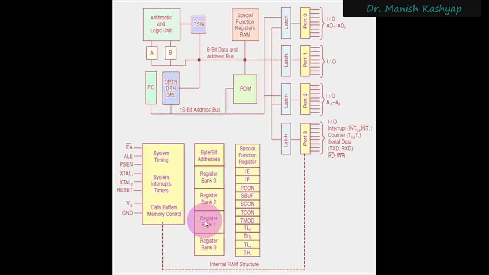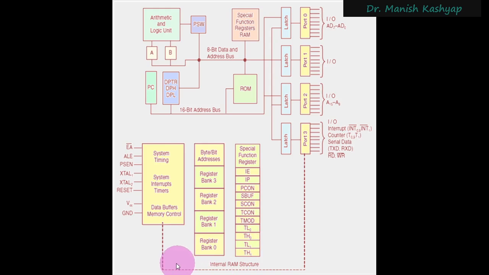It has got bank 0, 1, 2, 3, which have got 8 registers each, and 16 bytes, which are bit addressable, also present here. Then you have got some extra memory, which is not shown here, of 80 bytes. And then there are these special function registers, which have got these values, and we will study them one by one in this particular series of lectures.